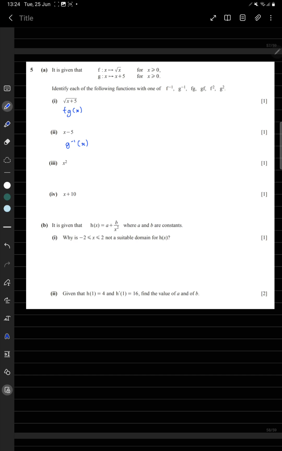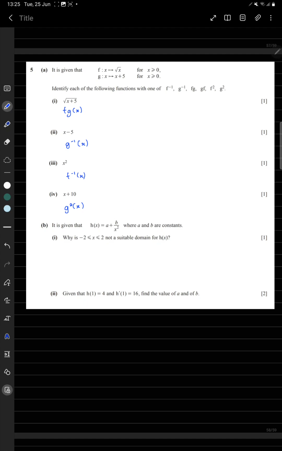Next is x squared. So f squared is going to be f inverse. So in this case, you brought the square root to the other side, it becomes square, so x becomes y, f(x) becomes x. Now x plus 10. So x plus 10 would be g squared of x, because if we have g(x), that's going to be x plus 5. So then g squared of x would be x plus 5 plus 5, which is x plus 10.